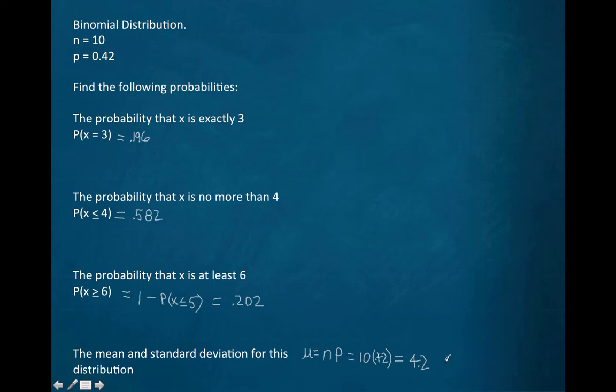The standard deviation is the square root of the product of the number of trials, so n, the probability of a success, and the probability of a failure. So in other words, n is 10, p is 0.42, q would be 1 minus p, or 0.58. And then remember to take the square root of that value.